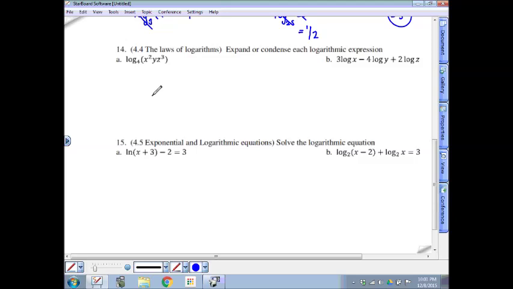Okay, question 14. Using the laws of logarithms to expand or condense. So on part A, we have a single logarithm that needs to be expanded into several logarithms. And if you look at what's inside the logarithm, each factor here is being separated by a multiply, where they're all multiplying together. That means that each logarithm needs to be separated by a plus sign. When you expand a product, you use plus. You add the logarithms together.